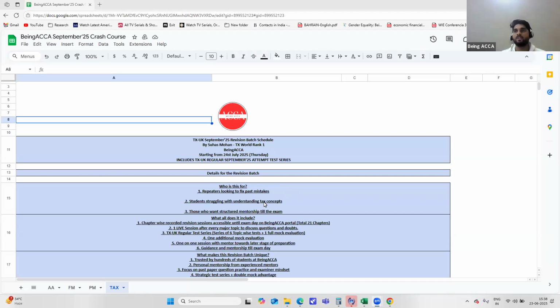the tax concepts, because we all know that tax has a lot of exemptions and a lot of application of the tax rules that we have to remember in a very proper and accurate manner, because in this we cannot make any assumptions. We have to know exactly what is written in the books or the ACCA study guides. So for that reason, this crash course will help you understand those tax concepts in a very detailed manner and in a very crisp manner.